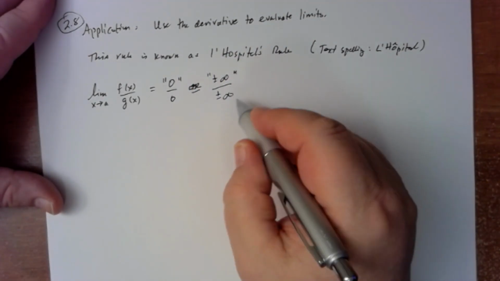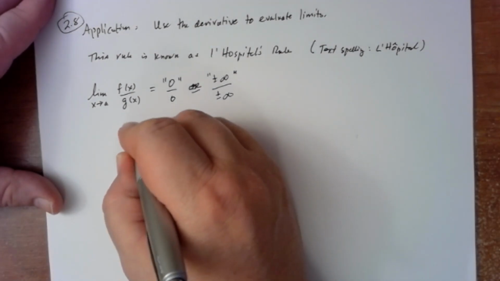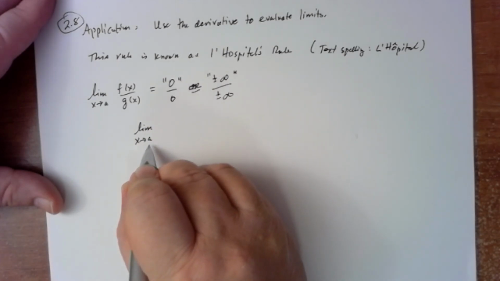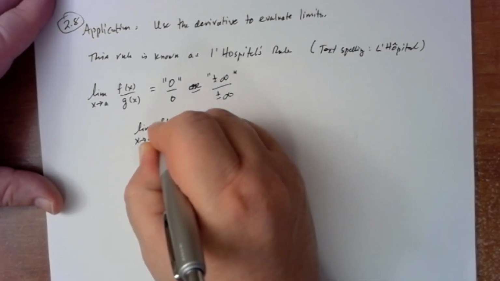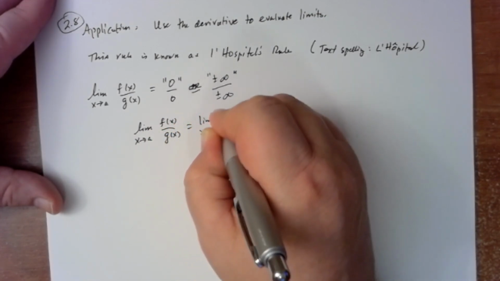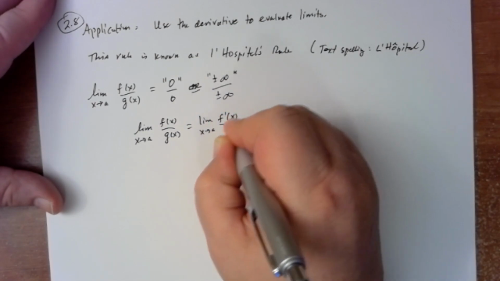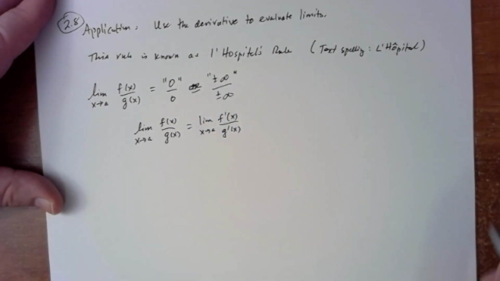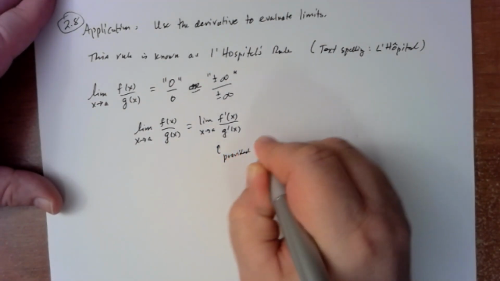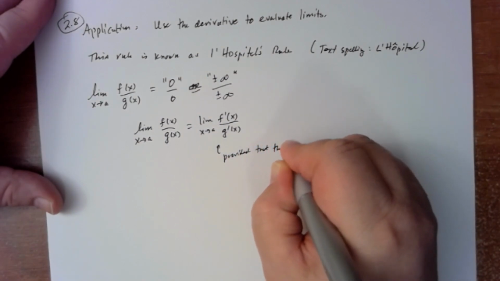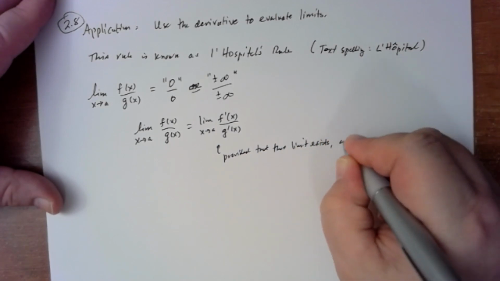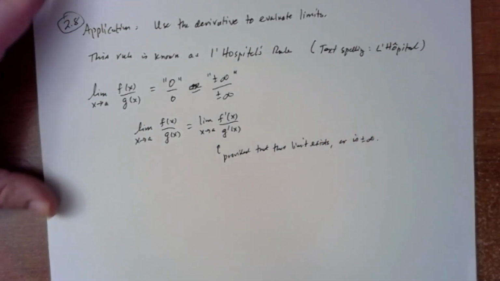So in these cases we can compute the limit as x approaches a, by the way, the a could also be infinity, of f of x divided by g of x as the limit as x approaches a of f prime of x divided by g prime of x. And this is true provided that this limit exists or is plus or minus infinity.